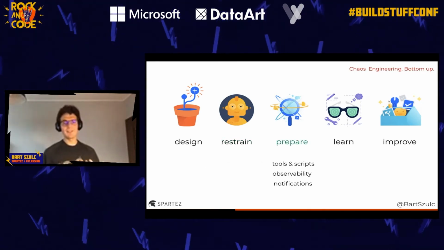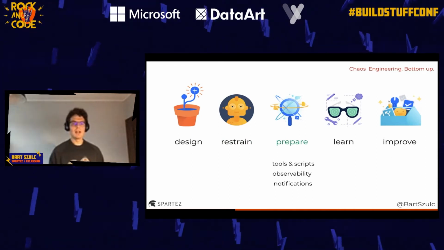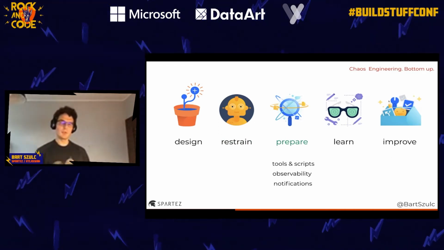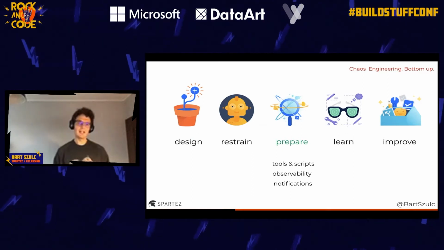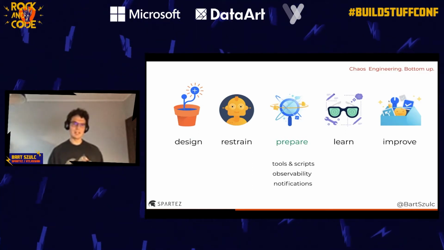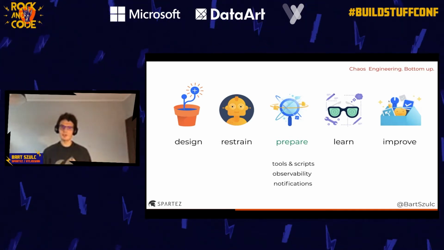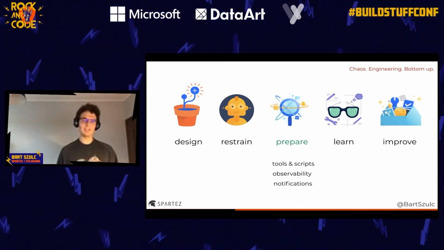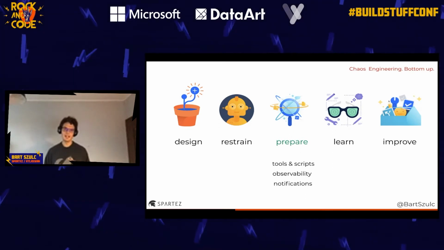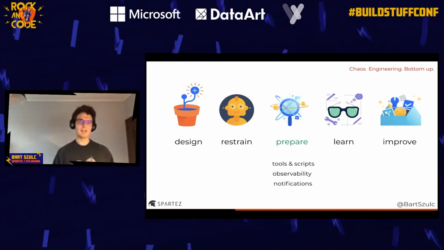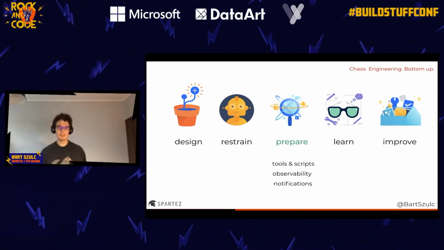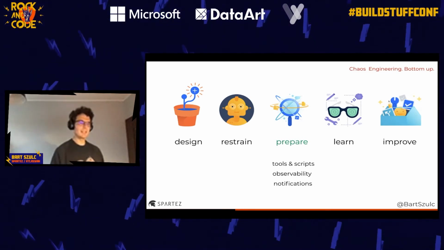The next phase is about preparation. So basically, we have a failure. We know what kind of experiment we want to run. Now it's just a matter of using an available tool or creating a new tool that is going to create the failure within our system. It's also a phase where we look into observability.